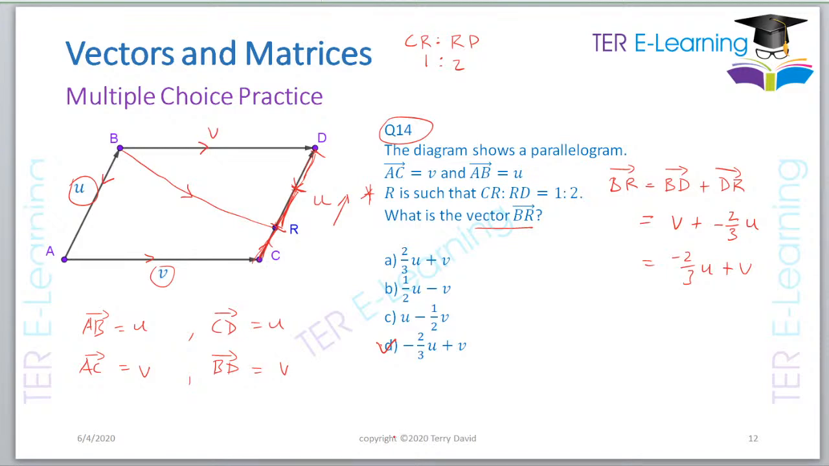So you need to understand how to use a ratio. When they give you a ratio in vectors, you need to understand how to read the ratio. The ratio is 1 to 2, which means that line CD has to be divided into 3 equal parts, right? So therefore, DR is actually 2/3 of the full length CD. All right, so I hope I didn't confuse you all here too much.